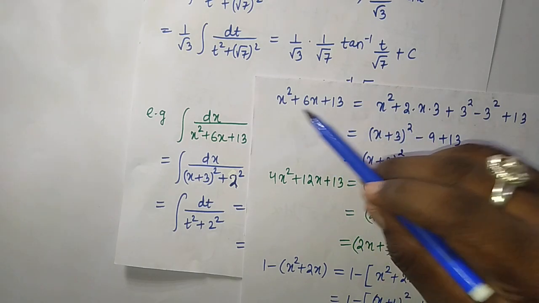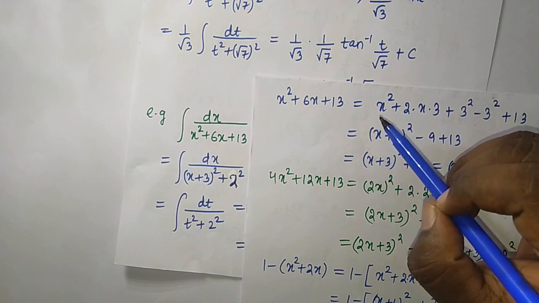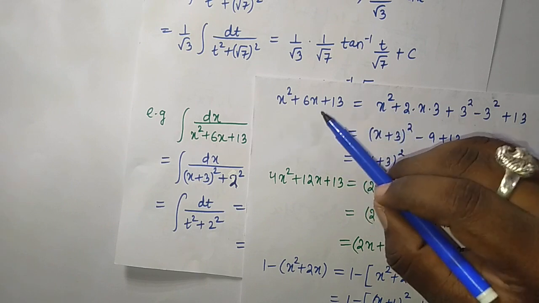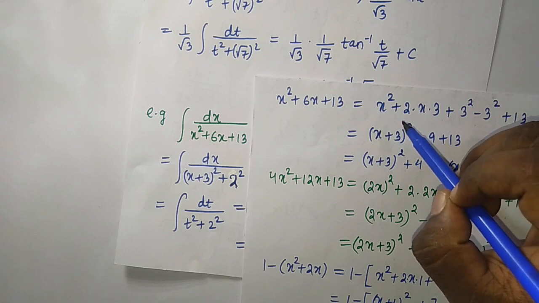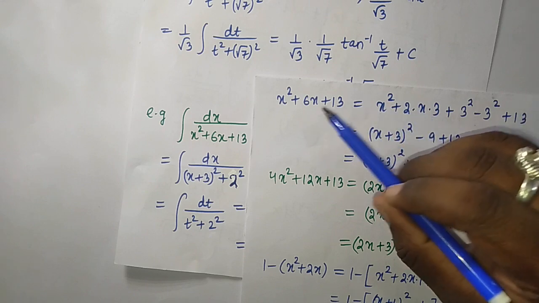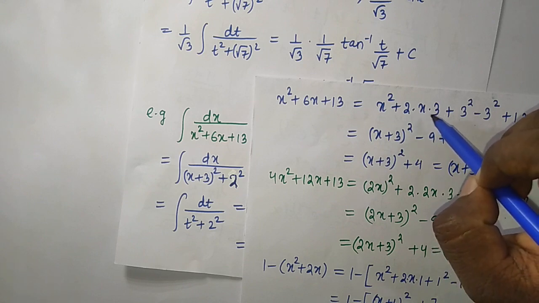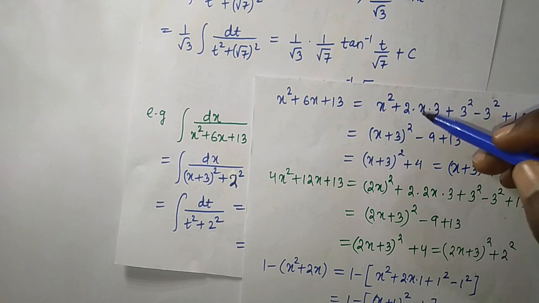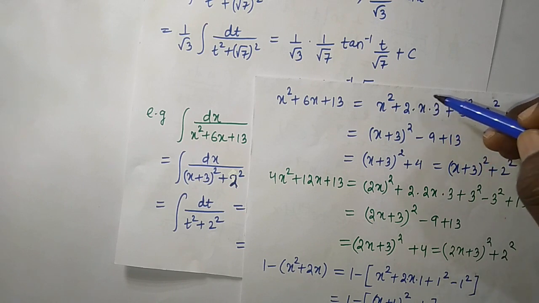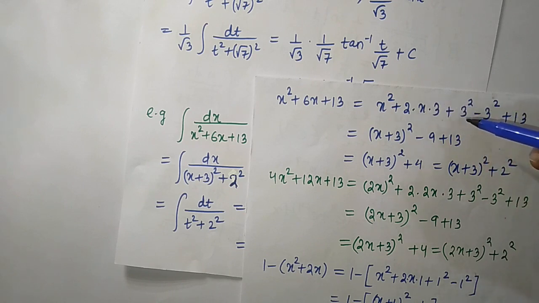See here x square plus 6x plus 13 is there. Here I can write this form as x square plus 2 into x into 3. In place of 6x I have written 2 into x into 3. 2 into x into 3 is 6x. And since here I have got 3, I have added 3 square term and again subtracted minus 3 square term. And plus 13 was initially there, so keep it here.